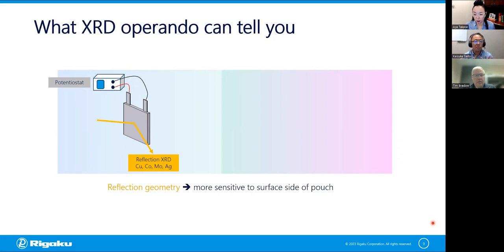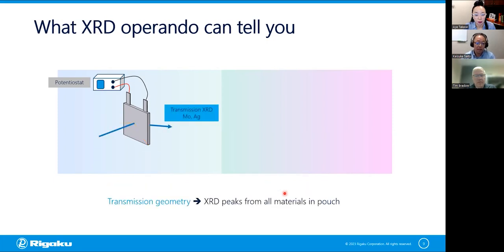For this geometry, you could use copper, cobalt, molybdenum, or silver X-ray radiations. This is not materials in your battery; this is the X-ray source for this measurement. Reflection geometry is more sensitive to the surface side of the pouch. I mean, the surface side is the side of the pouch where the X-ray is hitting. Because penetration of the X-ray is limited, the X-ray diffraction you get out of this measurement is more from the surface side of the pouch cell.